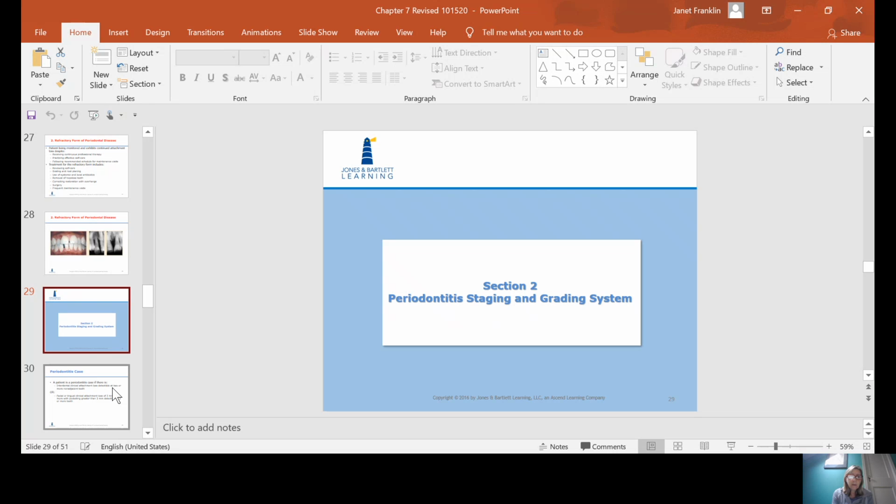Staging and grading. So I showed you the other day in chapter 4 the staging and grading chart. So we learned a little bit about how the chart works, but we're going to talk about it a little more in depth now.